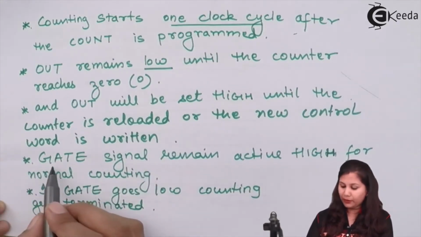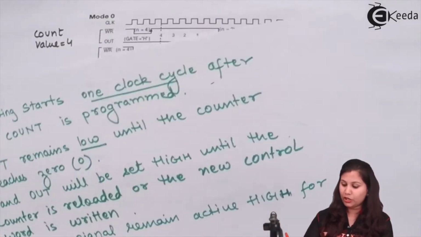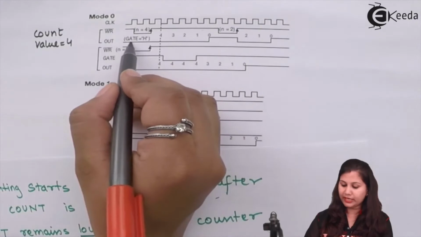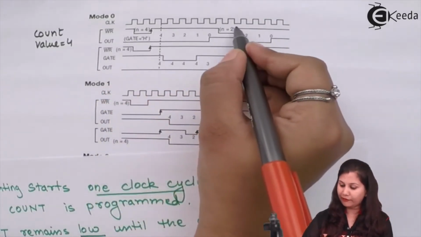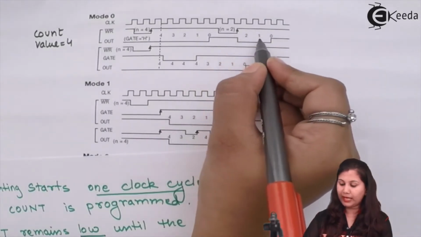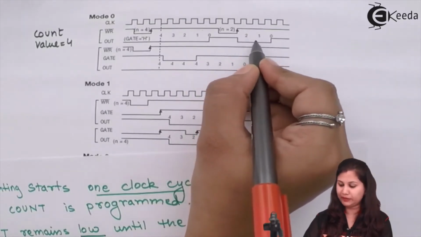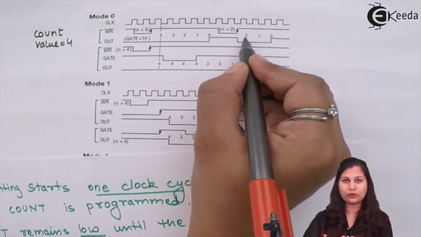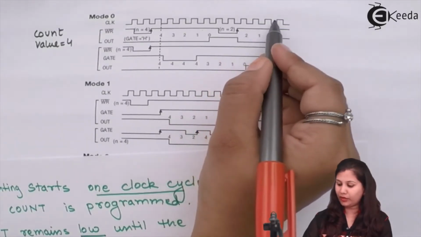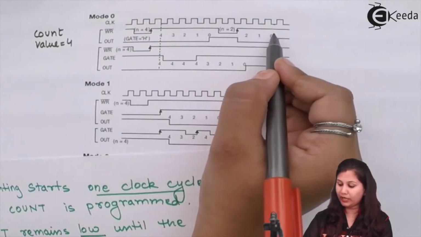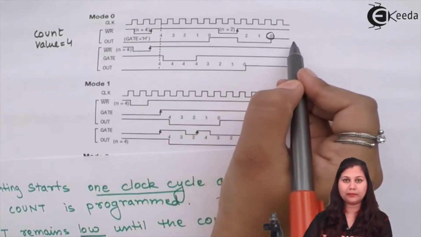Now next we have the gate signal. The gate signal remains active high for normal counting. So for normal counting, the gate signal is high. You can see that after one clock cycle the counting has started, and again the out signal goes low when counting is being done by the counter. So 2 is loaded, then after one clock pulse it is 1, after one clock pulse it is 0. So when again the terminal count has been reached, the out signal has become high.